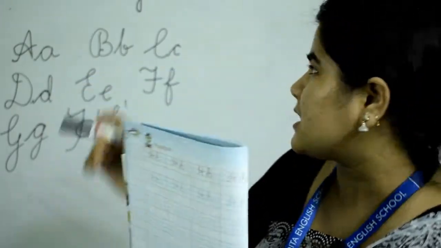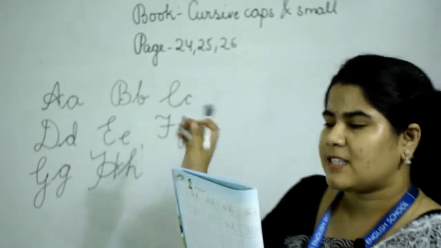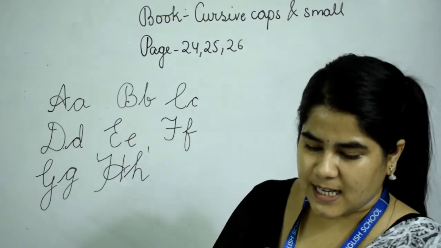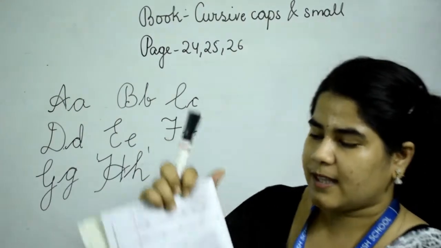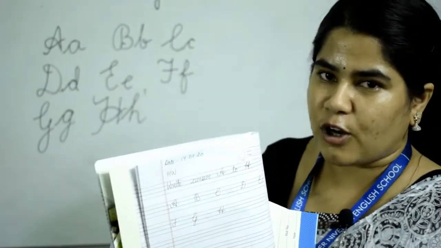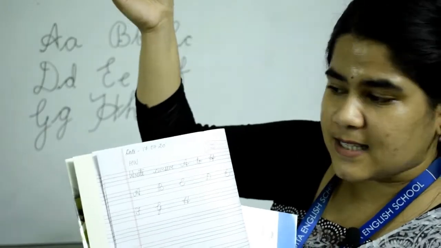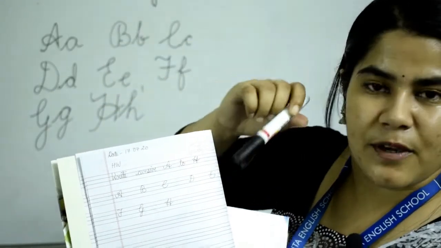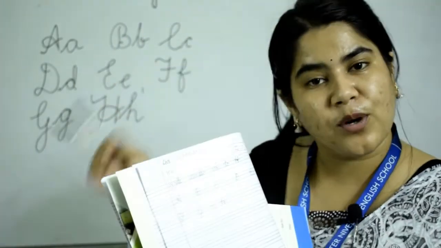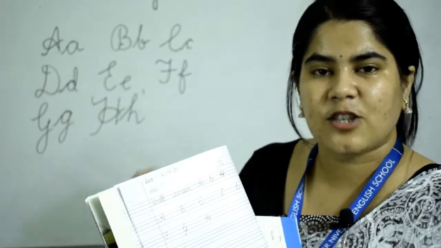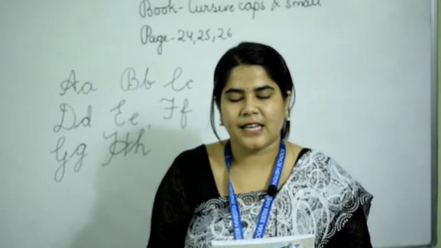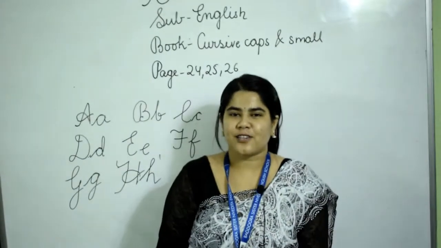Okay, so these 3 pages from the Cursive Capital and Small Letter book, this is your homework, and along with this you will be getting the homework for your exercise book also. See, in this way, write cursive A to H. We have already done it in the book also. So here in your exercise book, you have to do it in this way. Okay, A, B, C, D, E, F, G, H till H. Okay, in both your class book as well as your homework exercise book also. Okay, so this is the thing that we have done in English. So kids, that's all. Thank you so much.